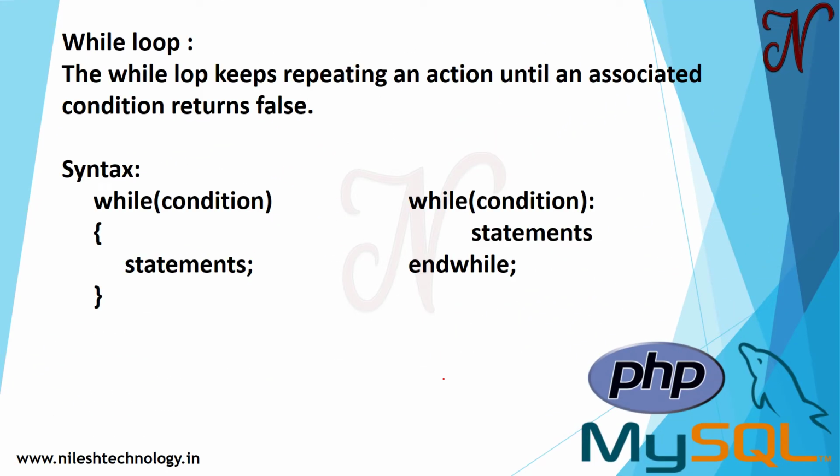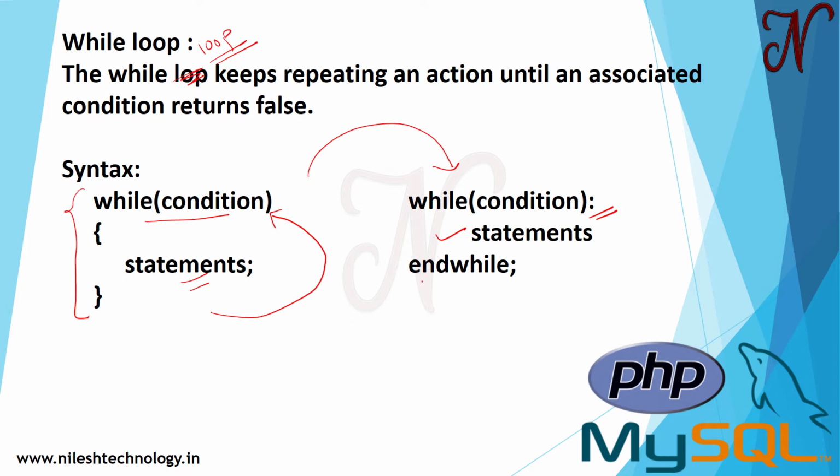Okay, then the same here, the while loop. This is one looping control mechanism. It keeps repeating an action until an associated condition returns true. This is a typing mistake, loop. This is the syntax. The first one is the regular syntax: while, pass the condition here, and there are some statements. It repeats this loop until your condition becomes false. If the condition is false, then we break this while loop. The same syntax in another way: while condition, then colon, then your statements, and here we use the endwhile keyword.